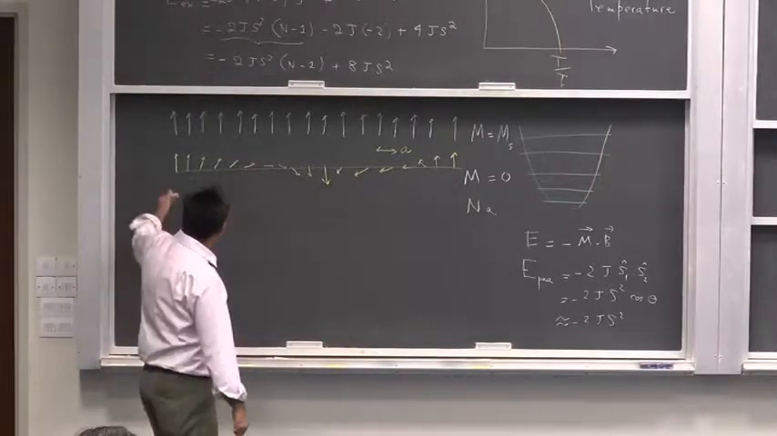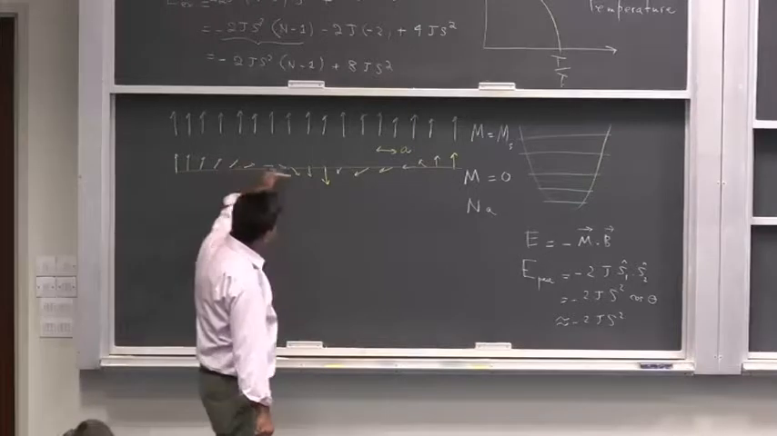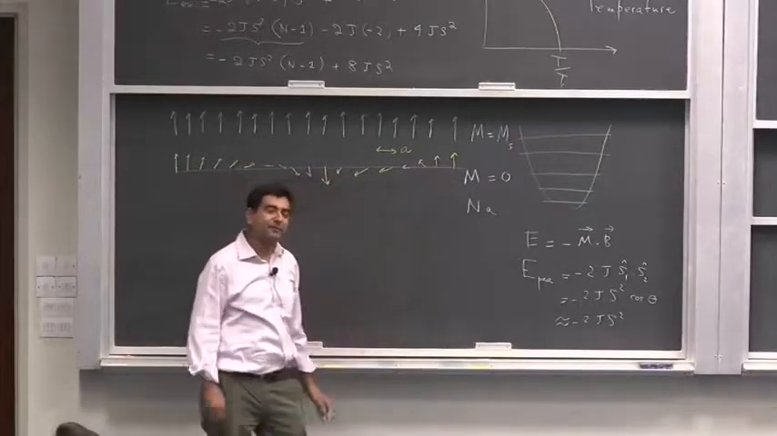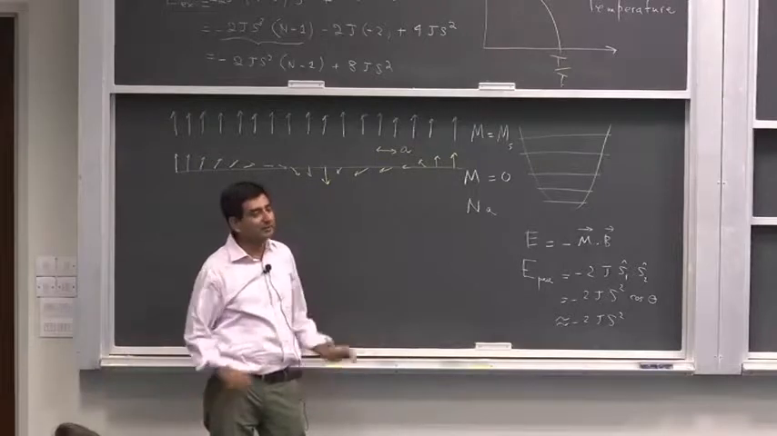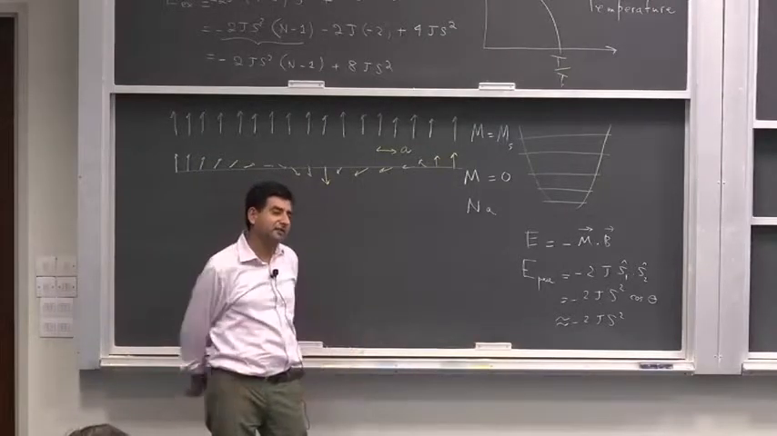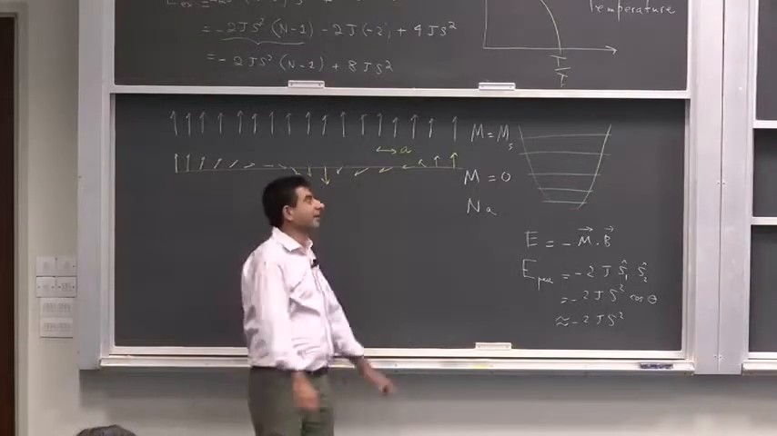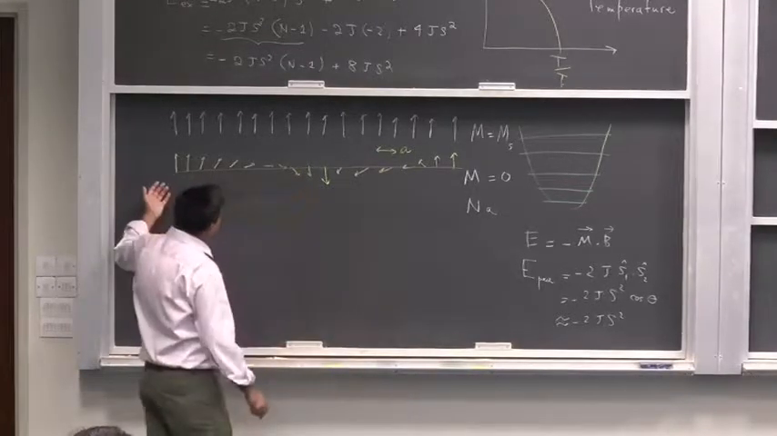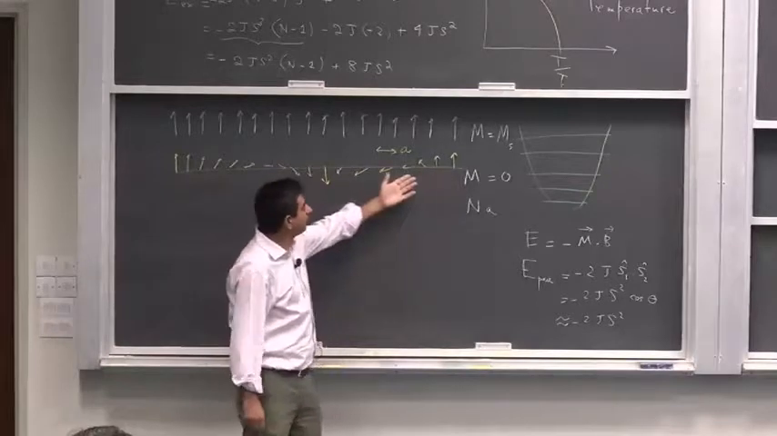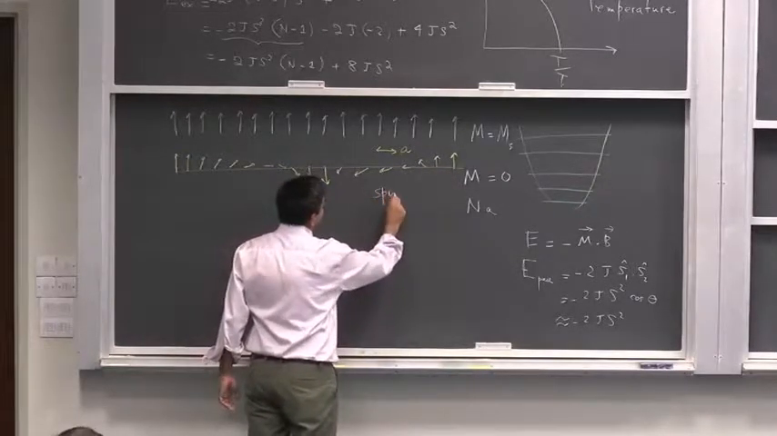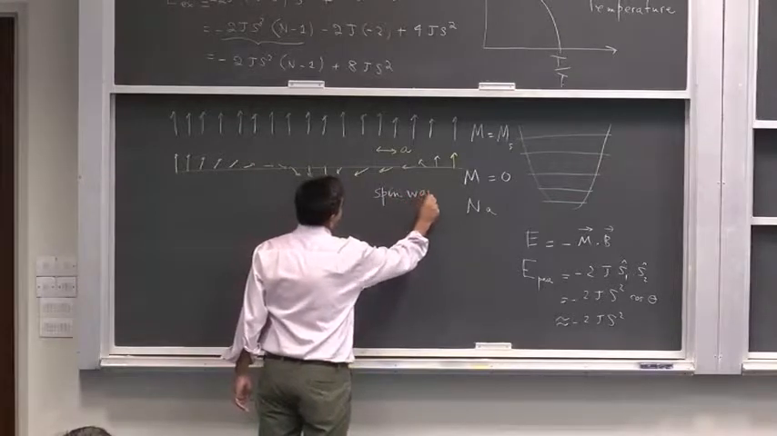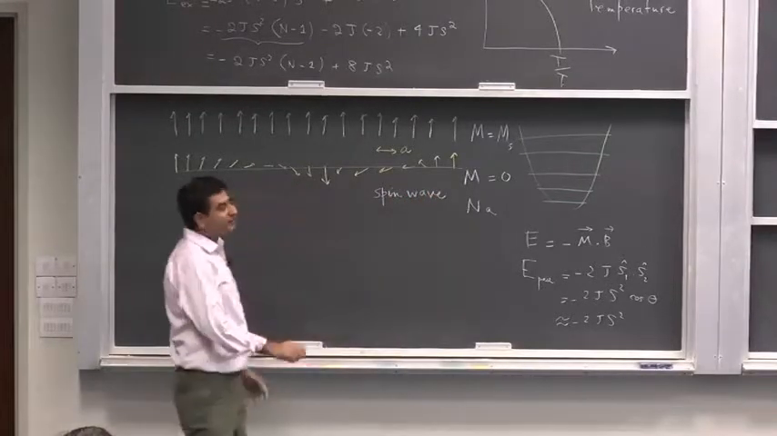Okay, so this configuration is once again a low energy state in a sense, but the mean field theory would treat this as a high energy state. Alright, now where do we go from here? This kind of configuration is called a spin wave. Why is this called a spin wave?